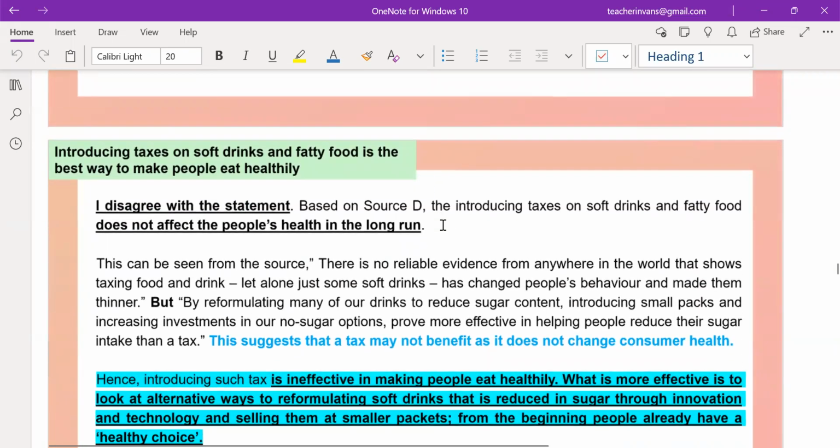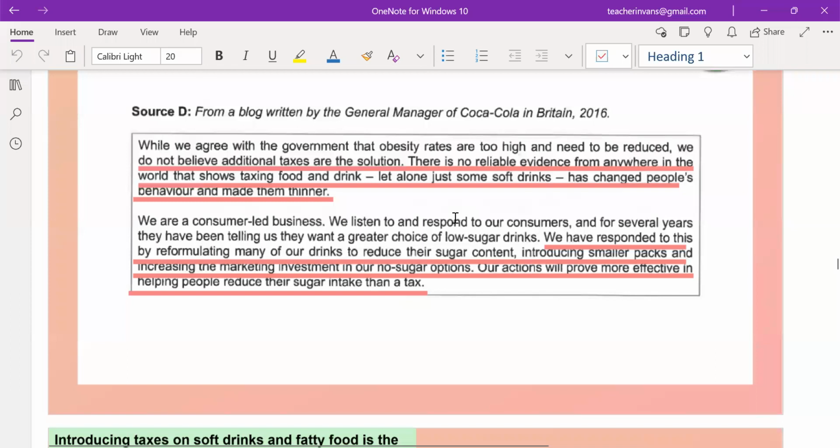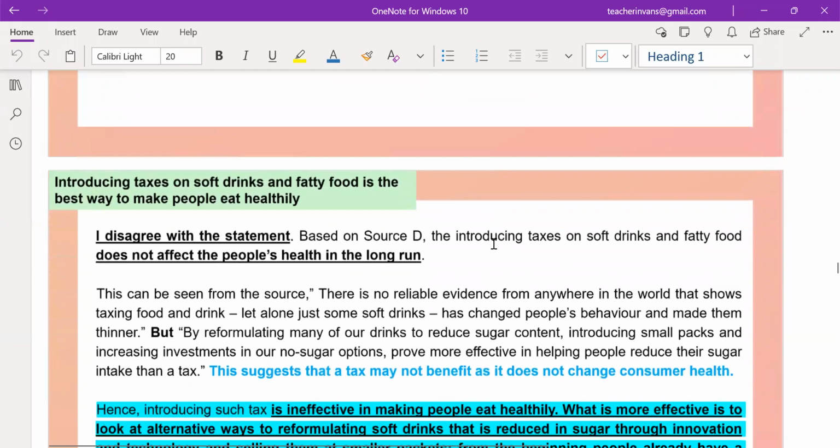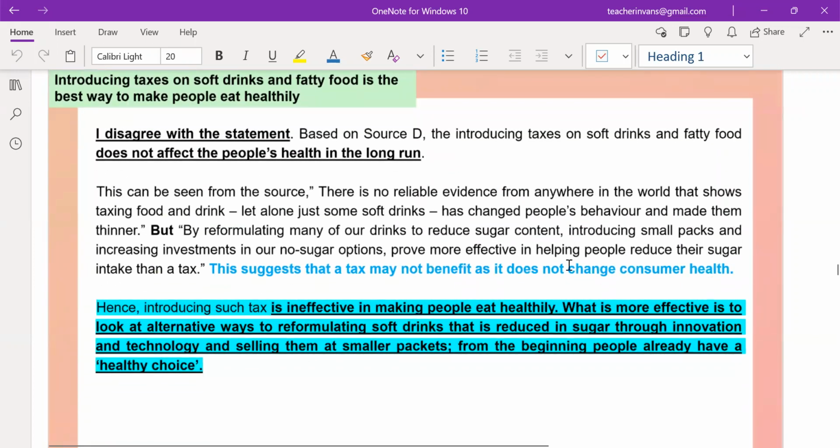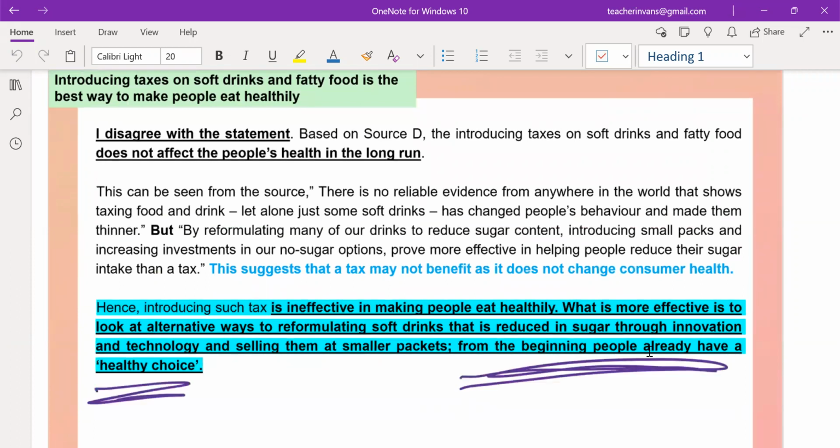Source D also doesn't really tell you, because the Coca-Cola general manager says that actually there are other alternatives. Okay, it does not change consumers' health. Introducing such taxes is not effective because instead, when you reformulate, when you make that change through innovation and technology from the beginning, I think this is very important. From the beginning, people already have a healthy choice. So you sort of even stop them from considering bad choices, bad eating habits, because if you are able to change your product to be healthier, you already solve the issue.